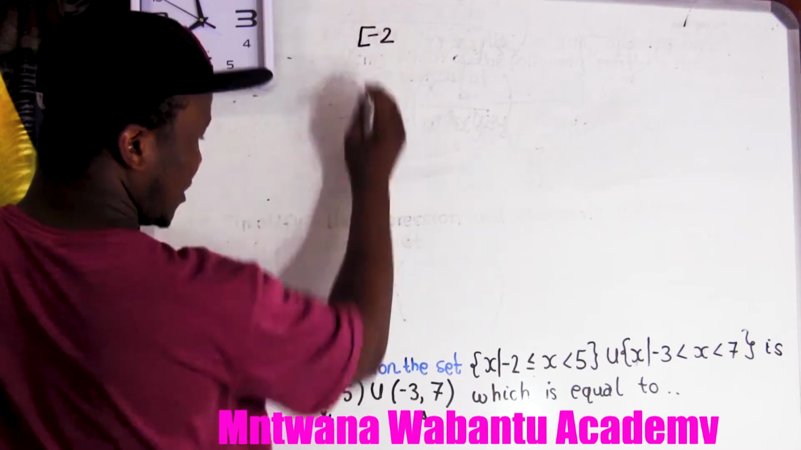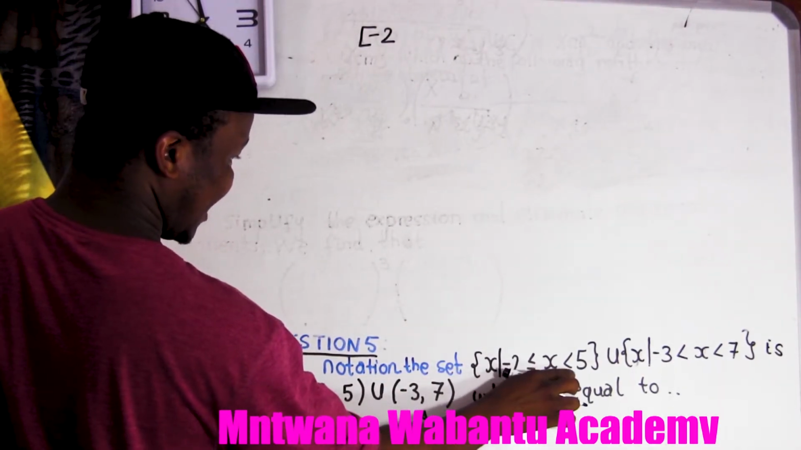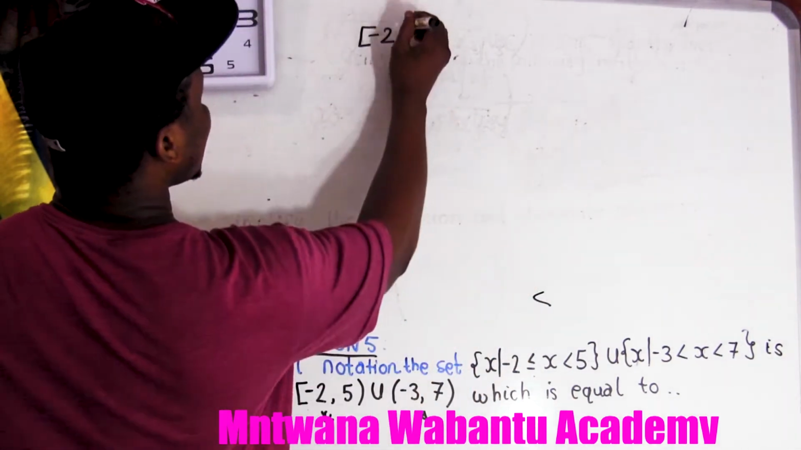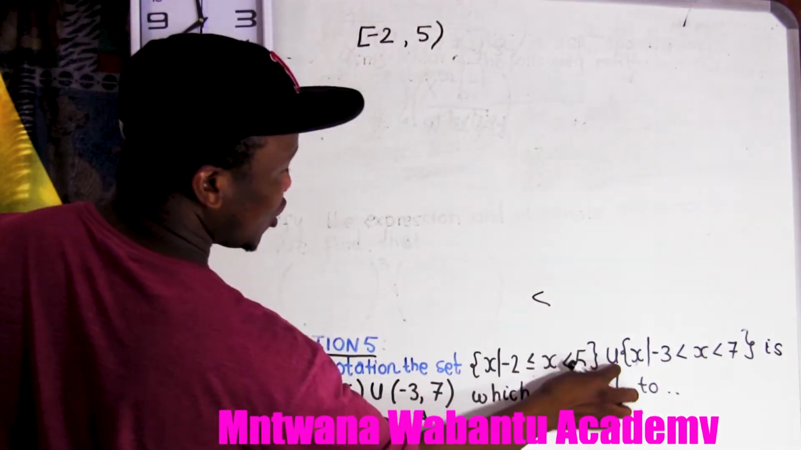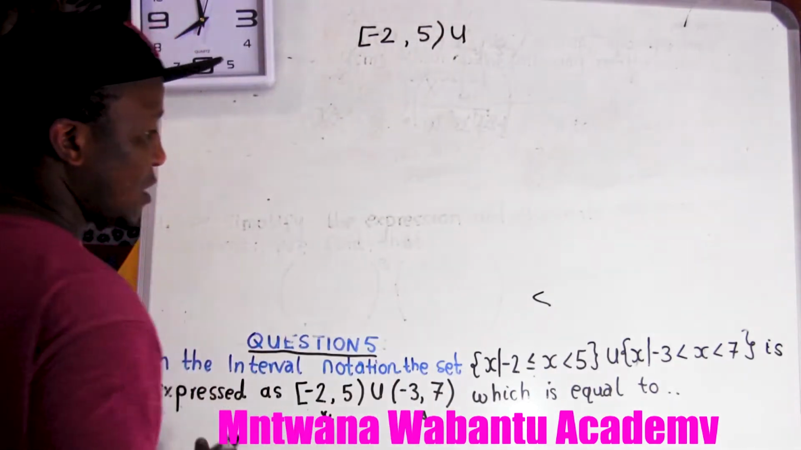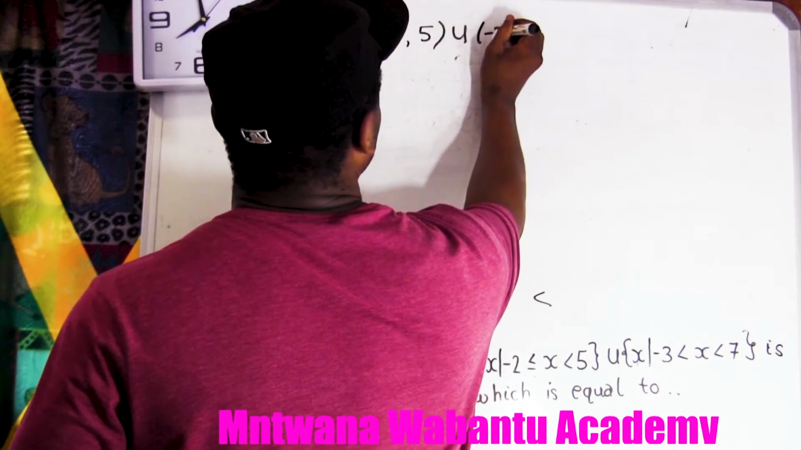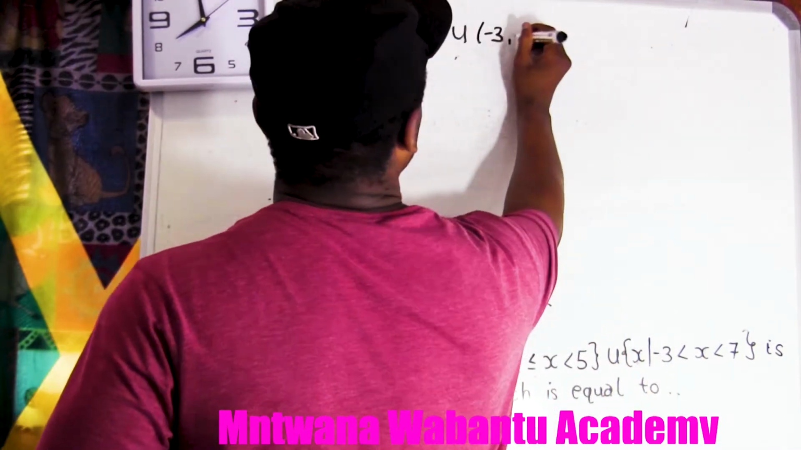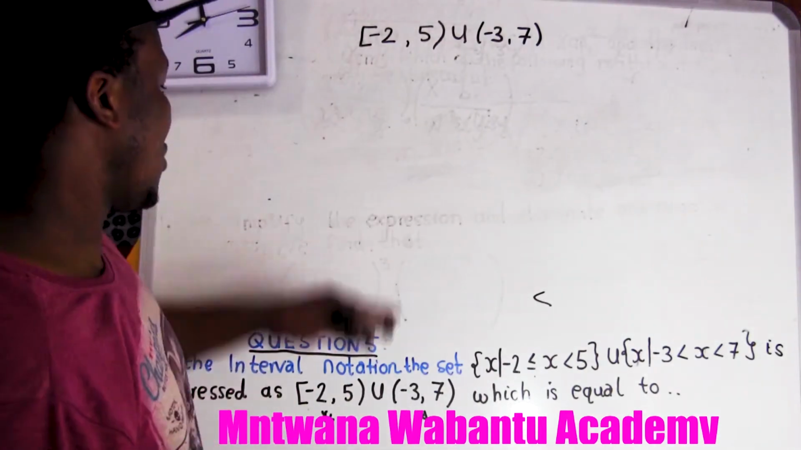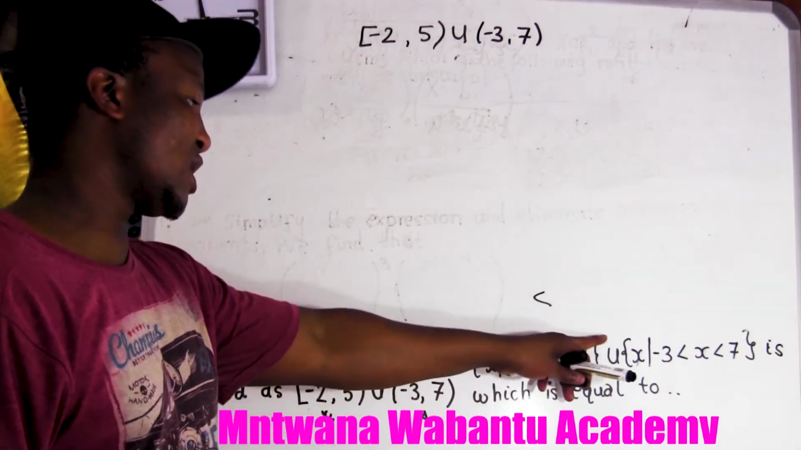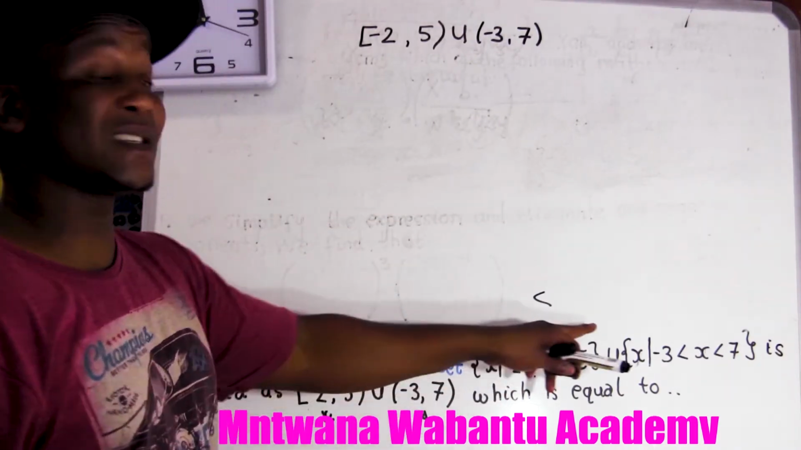So this is including because of this sign here. This is excluding because it doesn't have an equal sign. So it's -2 to 5, and then excluding, we write this union. Now we come here, -3 excluding, all the way to 7 excluding. See? So we have expressed this set builder notation as an interval, which you can see is the same as this. So it's true what they say here.